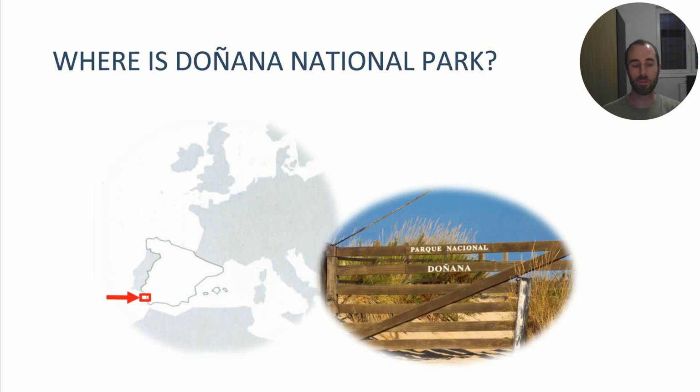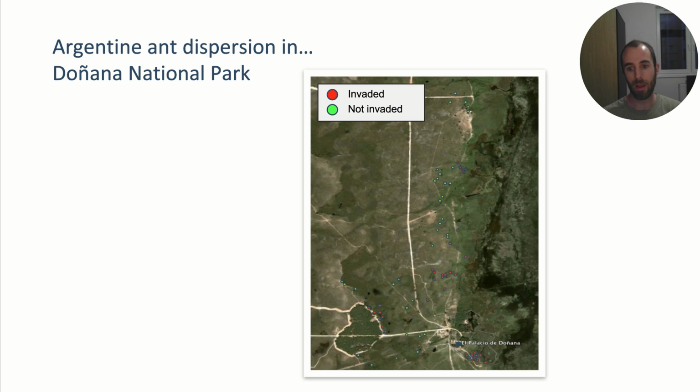So I'm going to talk to you about the invasion in the Doñana National Park. This is located in south Spain, in this red mark you can see on the map. And I'm going to introduce you to how the invasion started here.